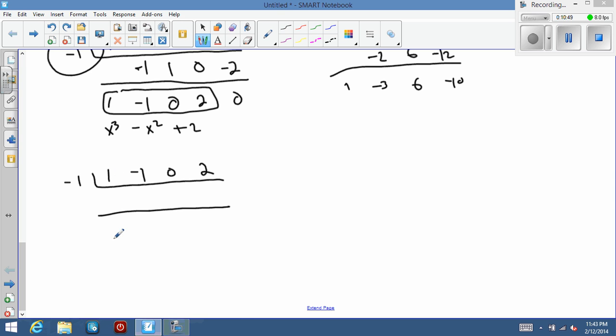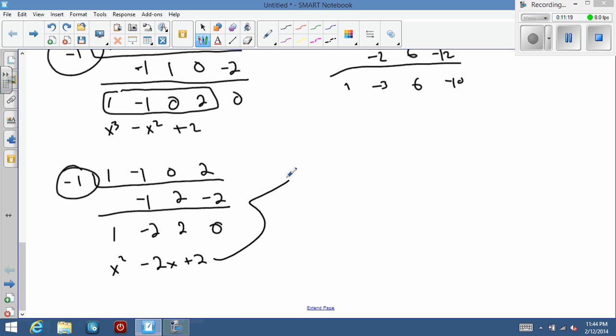So I'm going to bring down the 1, multiply, I get negative 1, bring this down, I get negative 2, multiply, I get 2, add, I get 2, multiply, I get negative 2, add again, and I get 0. So there we go. Negative 1 is being used twice in this problem. And now this final polynomial is a quadratic, and it is not a factorable quadratic. So what I need to do is either use the quadratic formula or completing the square.